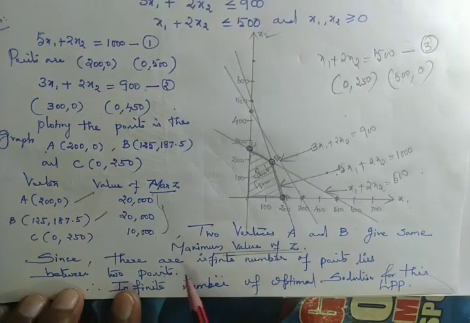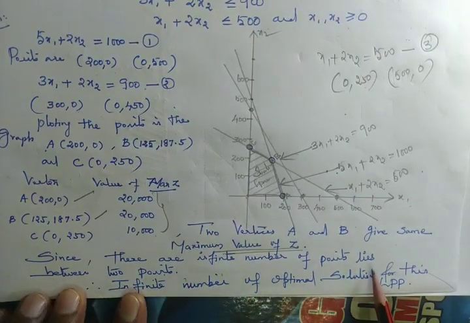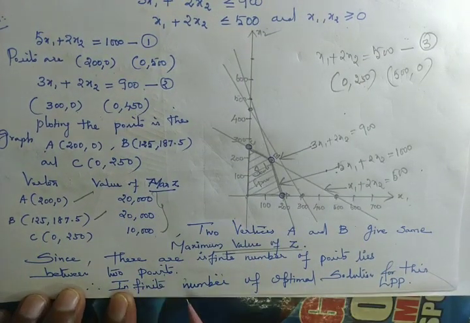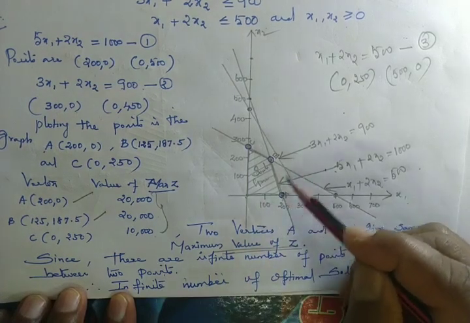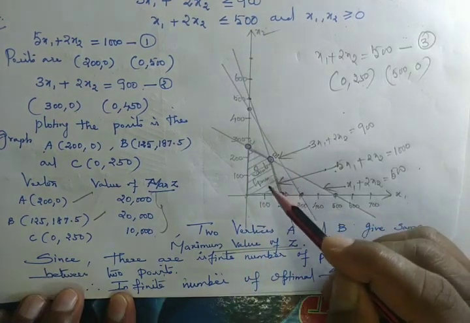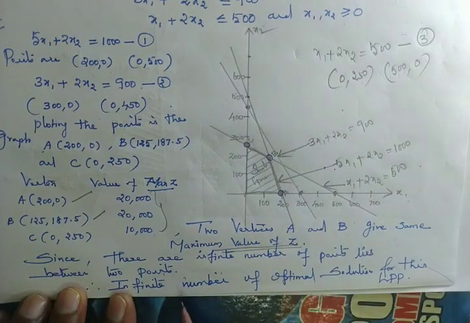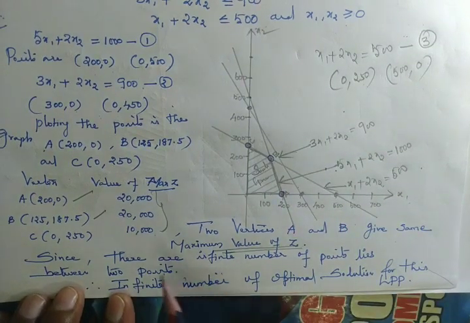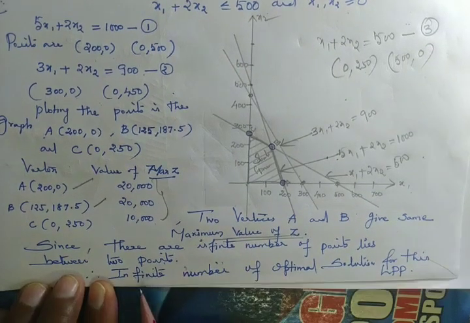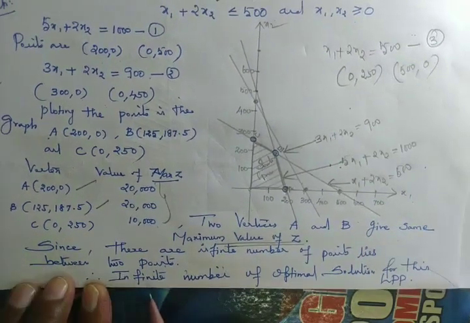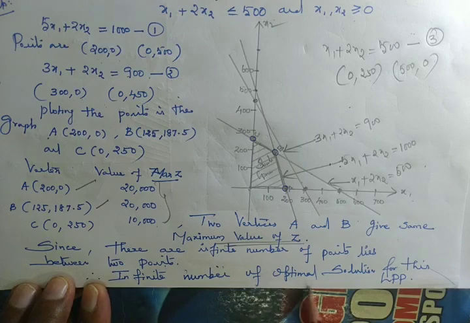Since there are an infinite number of points between the two points, if you consider A and B, we can find many points in between. So we can't say that this is a single solution. That's the reason we can simply write: therefore, there are infinite number of optimal solutions for this LPP. We can conclude this problem like this.